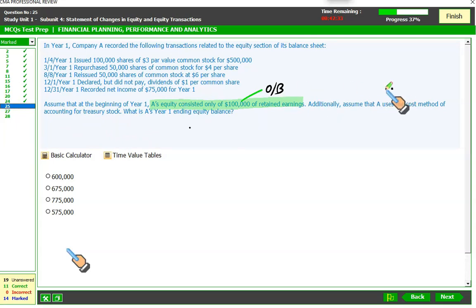Additionally, assume that A uses the cost method of accounting for treasury stock. Cost method means whatever you pay to acquire your treasury stock, you deduct the whole amount from the equity section. This is what we discussed in detail yesterday. What is the year one ending equity balance? Okay, here we go. Let's get started.